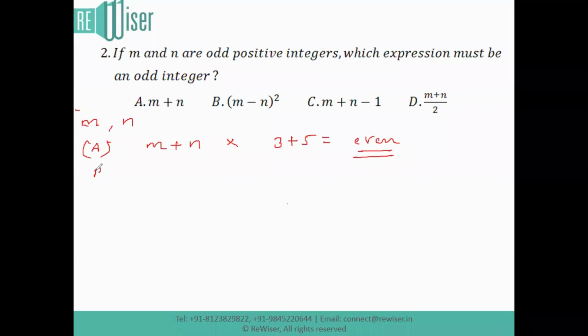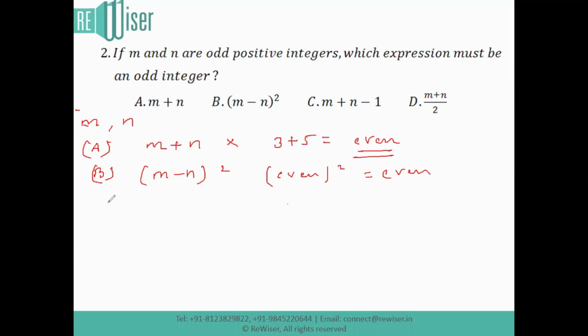If I talk about option B, which is (m minus n) whole square, in this case, the difference between any two odd integers is also an even integer, and the square of any even integer will result in an even number. So that means even option B cannot be your answer.